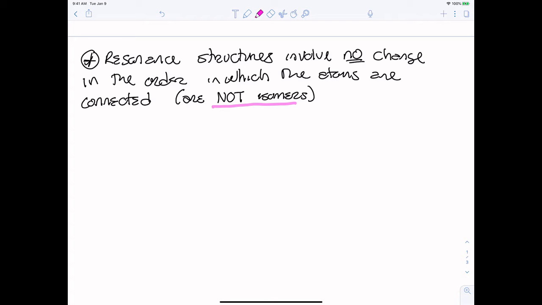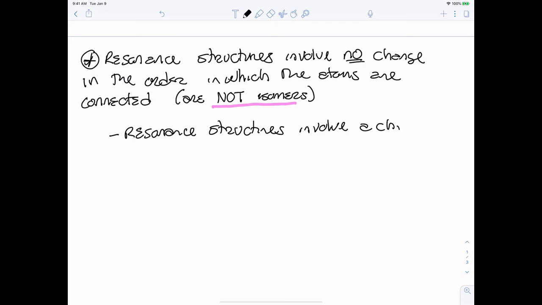If carbon's in the middle and it's bonded to two oxygens and a hydrogen, then in its resonance structure, carbon's going to be in the middle and it's going to be bonded to two oxygens and a hydrogen. So we're not changing how they're connected. The only thing that's changing are our lone pair electrons, so non-bonding electrons, and pi electrons. So it's just an electronic reorganization. So resonance structures involve a change in the electronic organization.